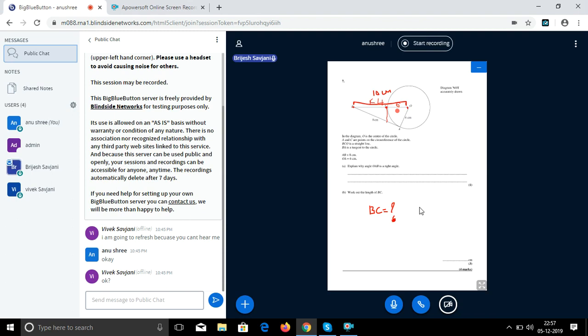What are we trying to find out? Yes, so basically it's the length of BC that you have to calculate. Oh, BC already. So BC equals 4 centimeters. Yes, that's it. And that's a right angle because the radius is meeting a tangent. And Vivek, what's your answer for the length of BC?